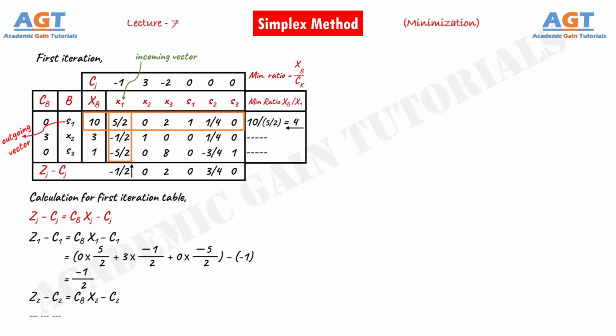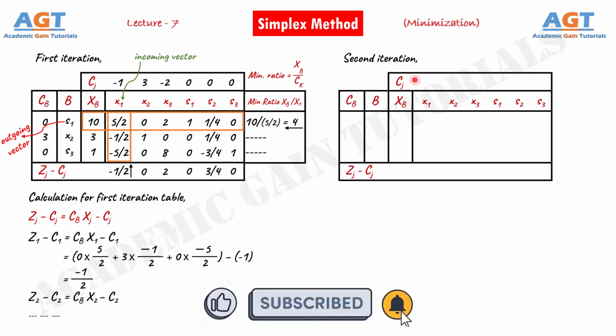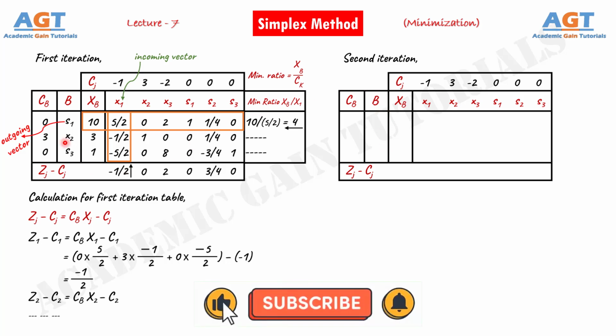So, here we have the simplex table for second iteration. The value of cj row will remain same, because the cost of the objective function has remained same. So, we will copy and write the value of cj from the previous table to this new table. Here we will write minus 1, 3, minus 2, 0, 0, and 0, as the cost will remain same. We will take help from the previous or the first iteration table to calculate values for this second iteration table. We are making the third table, so we will take help from this second table.